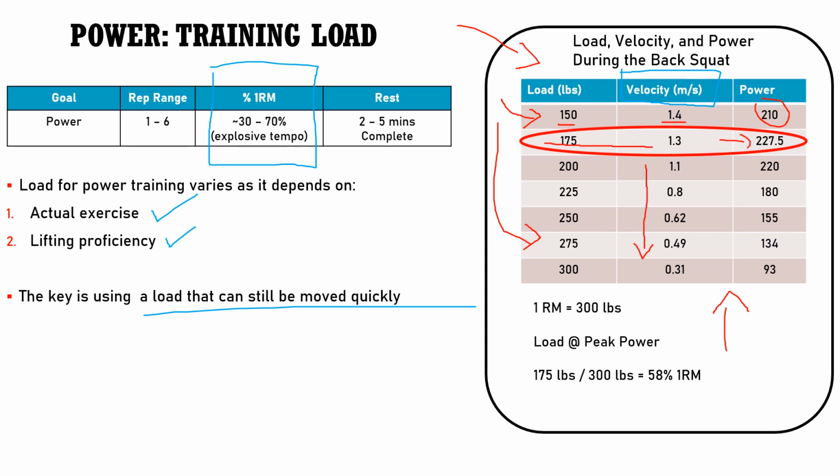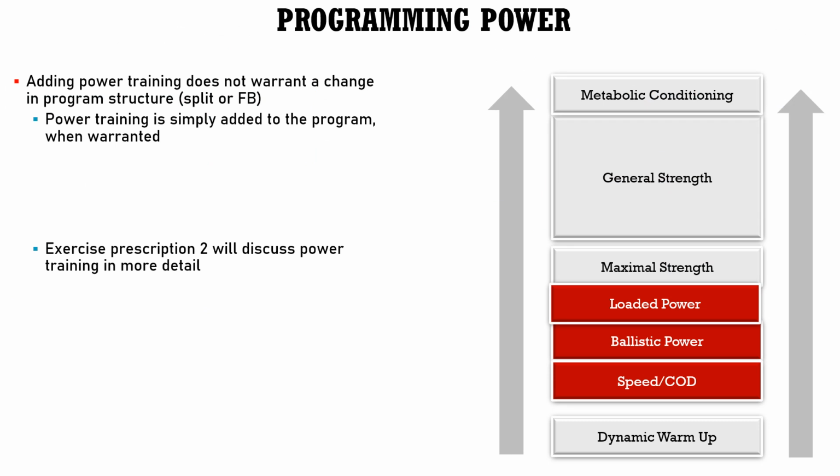For this particular athlete, this is a 300-pound 1RM. They happen to be reaching peak power at 175, and that's about 58% of their 1RM. When it comes to programming power, it doesn't warrant any type of change in the overall program from a structural standpoint. You can add power to a full body program or to a split body program, and it doesn't necessarily fit into an upper body or lower body day categorically, because power to a degree is considered a total body type of thing. Anyways, exercise prescription 2 is going to discuss power training in more detail.